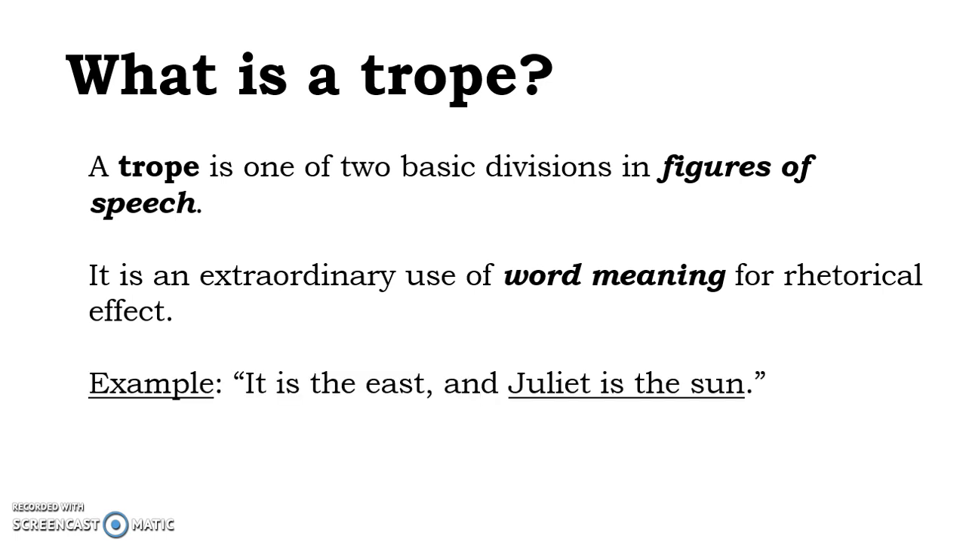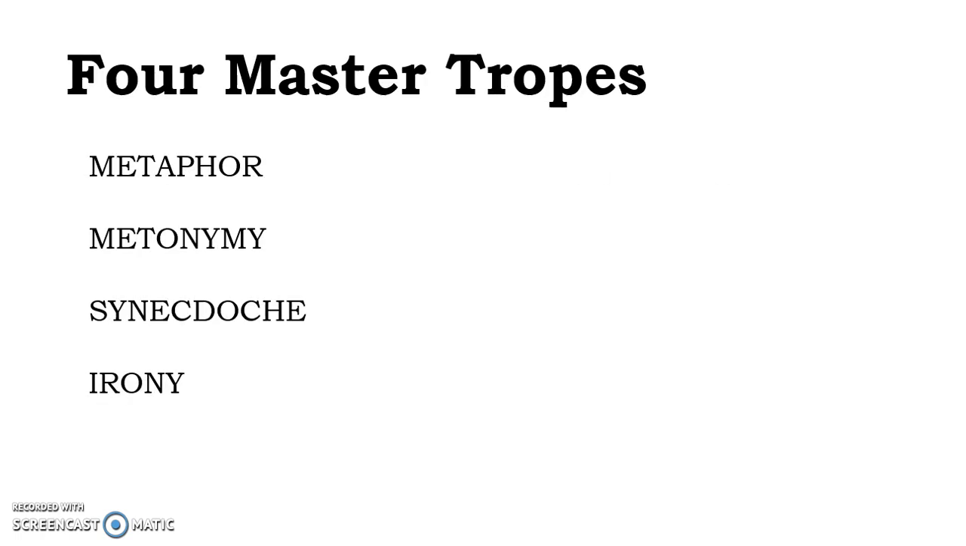For example, this line from Romeo and Juliet. "It is the east, and Juliet is the sun." It's an extraordinary use of word meaning because sun, in its typical use, denotes that big ball of burning gas out there in space. Here, Juliet is being identified with the sun for her beauty. So, this is an example of a trope, an extraordinary use of word meaning.